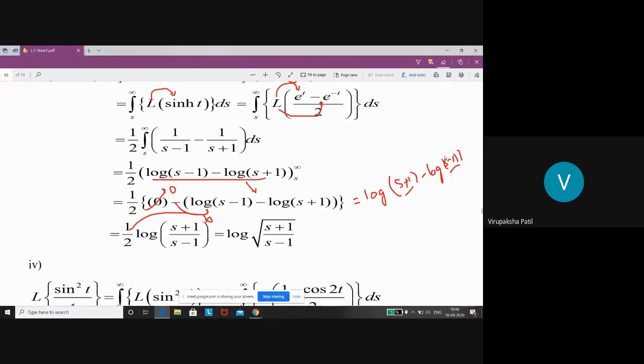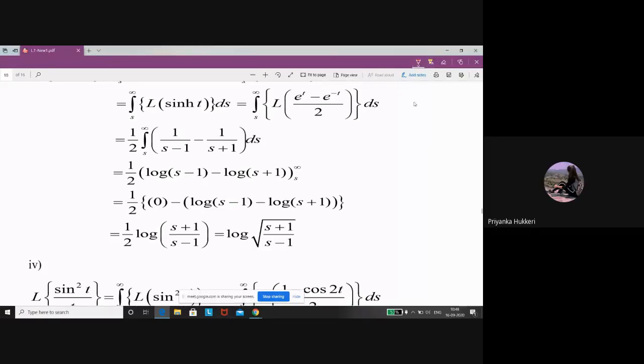Are there any queries with this example? Is there any difficulty with this example? No, sir. Can anybody tell me, is there any difficulty with this example? If it is clear, we will move forward. Is it clear? Yes, sir, clear.